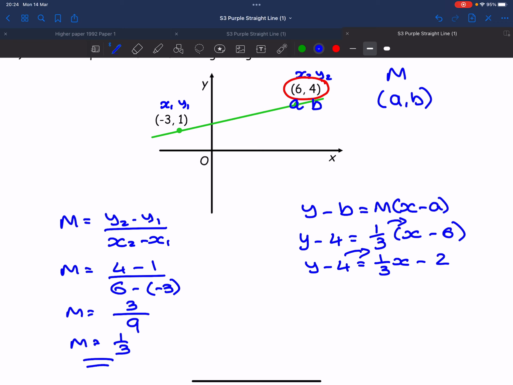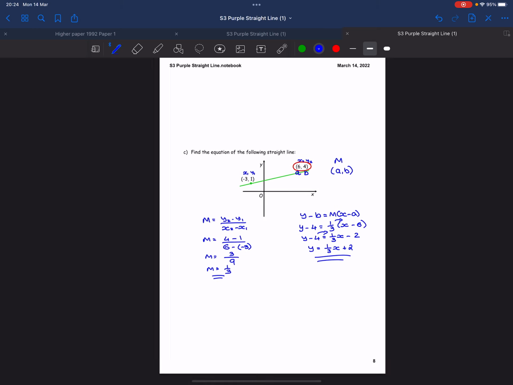Take the minus 4 across, so I get y is equal to a third x minus 2 plus 4 would give me plus 2. So the equation of that green line is going to be y is equal to a third x plus 2. Okay?